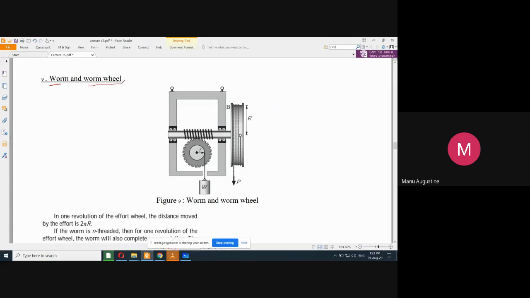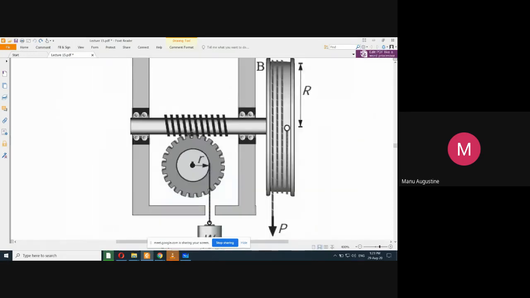Worm and worm wheel. First of all, let us understand what that is. This part is called the worm, and the gear that you see over here is meshing with the worm. If you see here, I will just enlarge it a little. See, the teeth of the worm are going inside the gaps of the teeth of the gear. So these are meshing gears. This is called meshing.